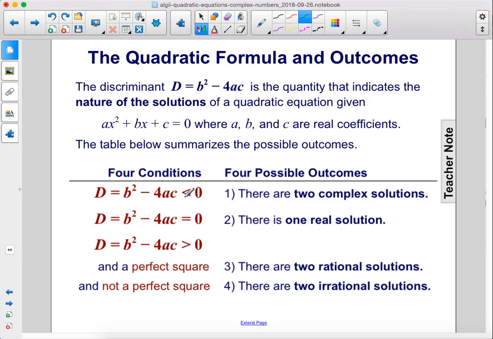If the discriminant is less than 0, there are two complex solutions. If the discriminant is equal to 0, there's one real solution. If the discriminant is greater than 0 and it's a perfect square, there are two rational solutions. And if the discriminant is greater than 0 but it's not a perfect square, there are two irrational solutions.